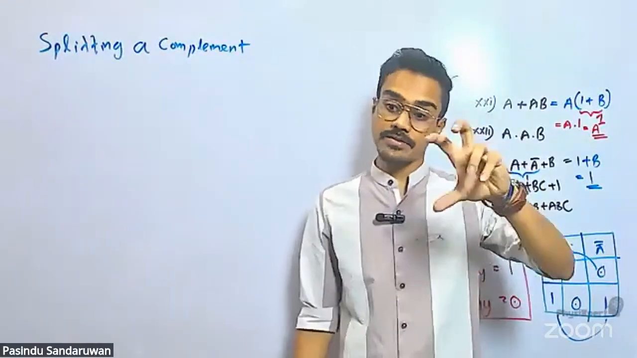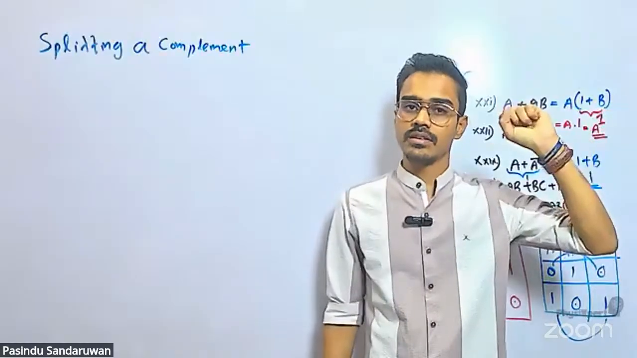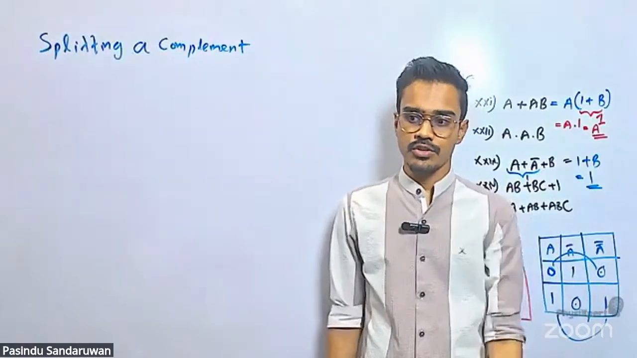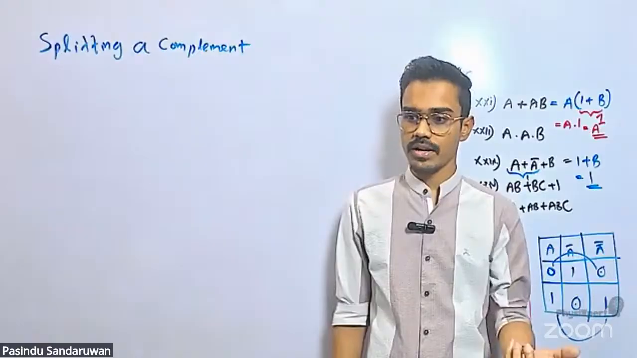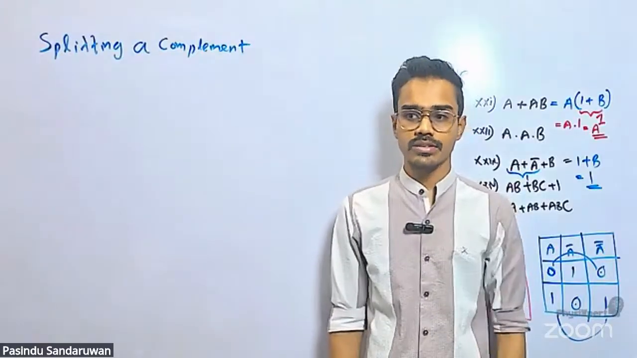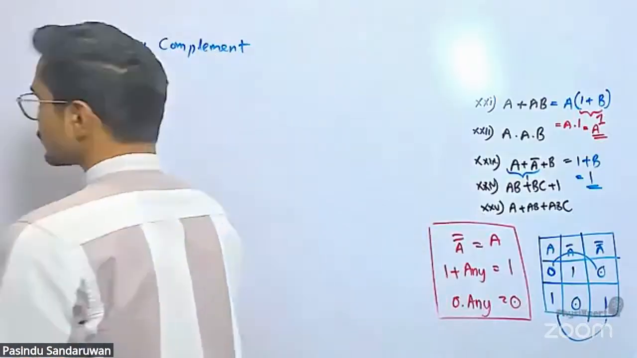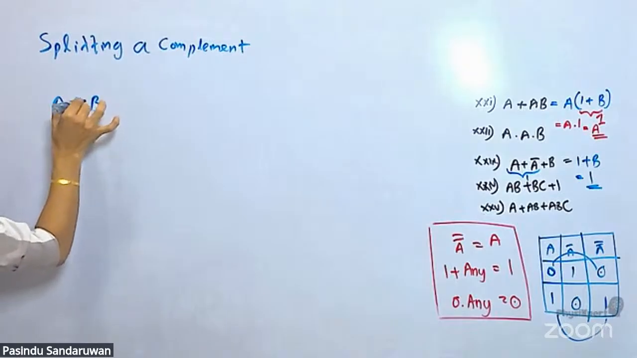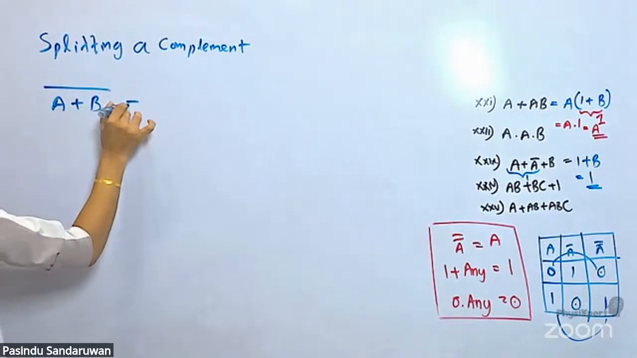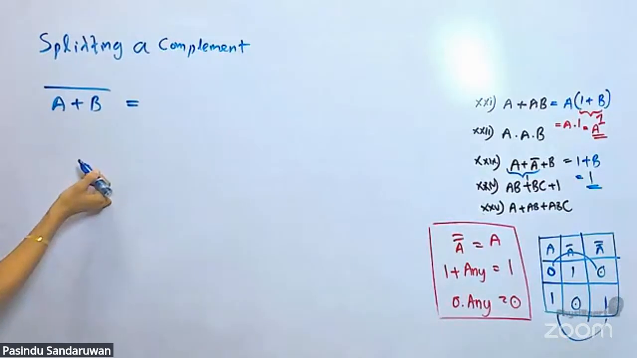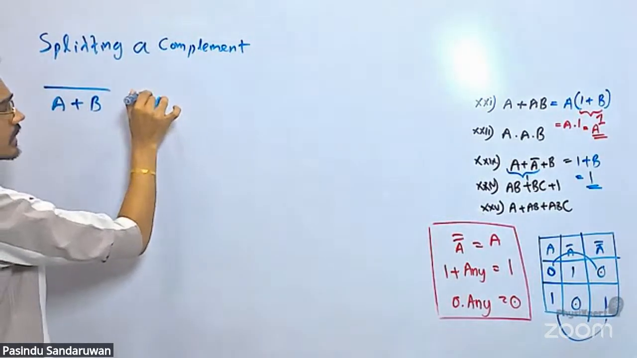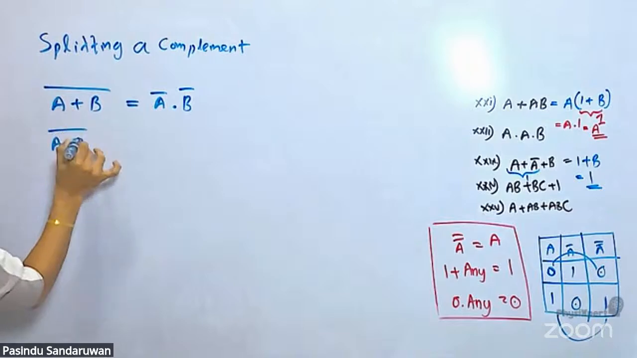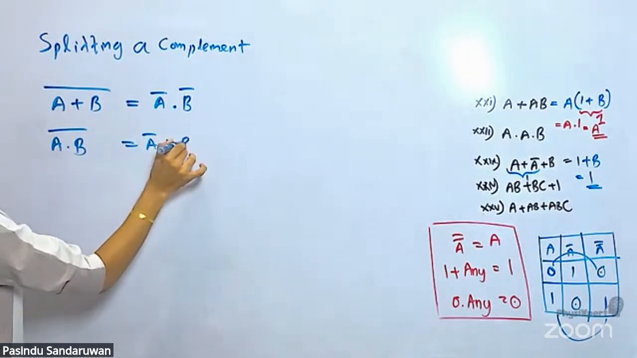If you are doing combined maths and have already done probability in combined maths, you know this. Then you should know De Morgan's rule or De Morgan's law. We use De Morgan's law to split bars. Say you need to split A plus B whole complement. This is written as A bar dot B bar, and A dot B whole complement is written as A bar plus B bar.